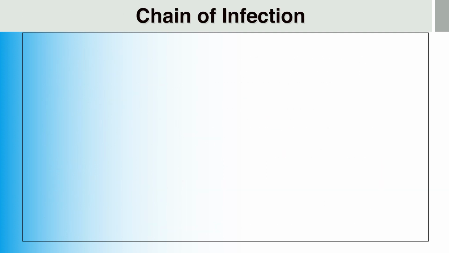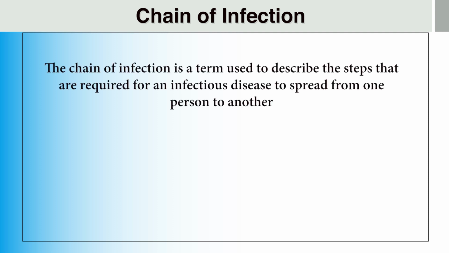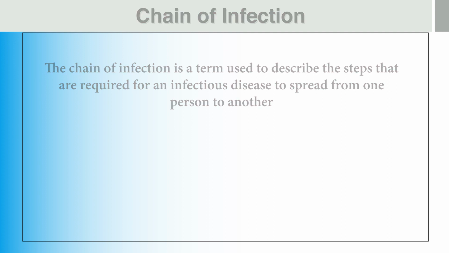First, we will cover the chain of infection in the pre-hospital environment. The chain of infection is a term used to describe the steps required for an infectious disease to spread from one person to another. Understanding the way infectious pathogens spread allows us to intervene and prevent transmission from occurring between patients and pre-hospital providers or between us and our colleagues or families.